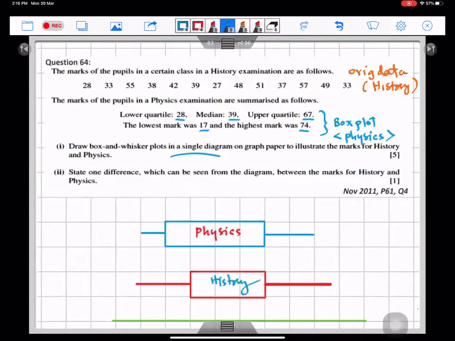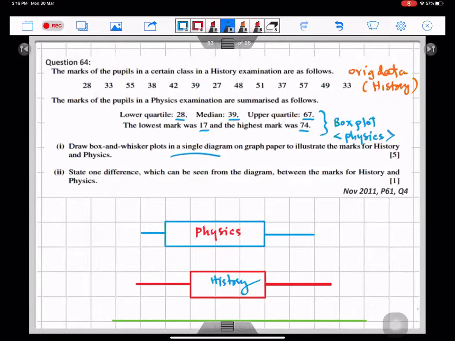That means, first of all, they are not asking us to draw the stem and leaf diagram for history. So that is not necessary. So what you will do is that you can just calculate the lower quartile, the median, and the upper quartile. The lowest and the highest value is self-evident. So that's it.